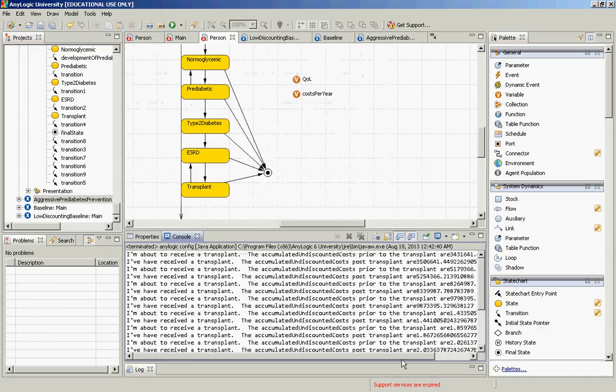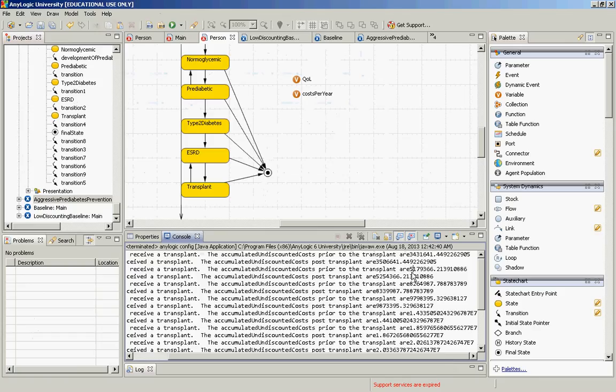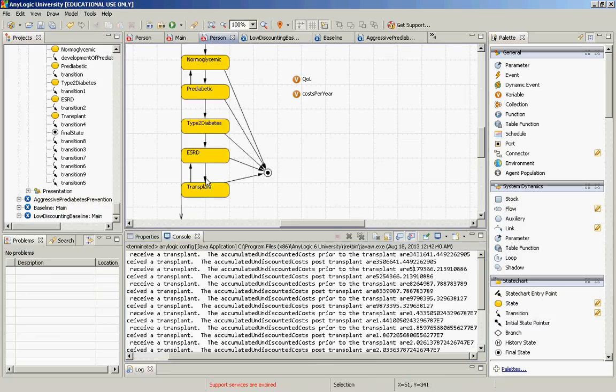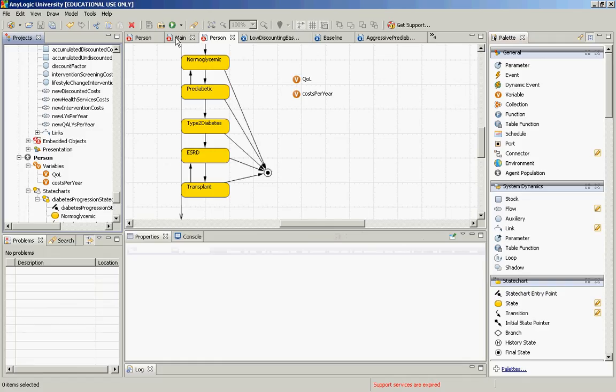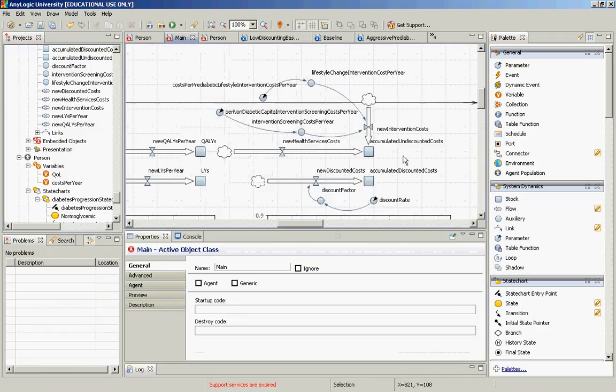So here it goes up from, for example, 5179 to 5254, and there's a difference of $75,000. So here, individuals have imposed additional costs. Where did they put it? This accumulated undiscounted costs. Well, that's over in Maine here. They've just added their value to this by virtue of receiving this transplant.